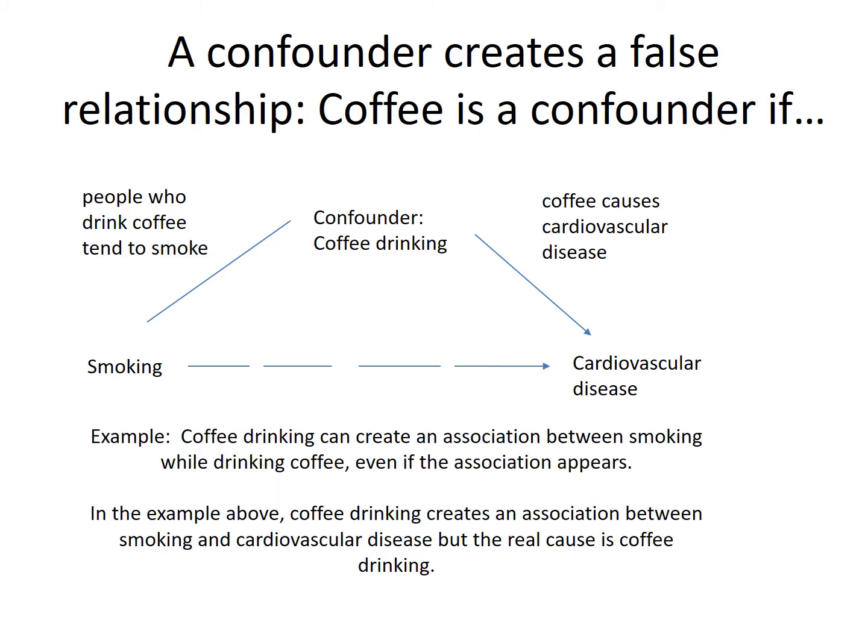A confounder creates a false relationship, which means in this example, coffee is only a confounder if people who drink coffee tend to smoke. That's relating to the association between smoking and coffee drinking. And also if coffee causes or is associated with cardiovascular disease. If coffee is associated with smoking and also causes cardiovascular disease, it could cause the appearance of a relationship between smoking and cardiovascular disease, even if it doesn't actually occur.